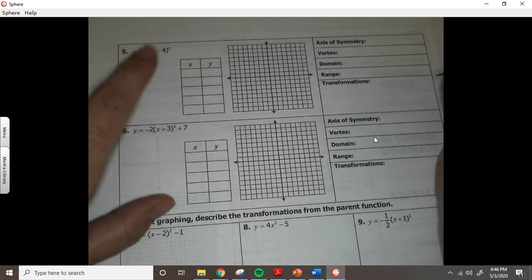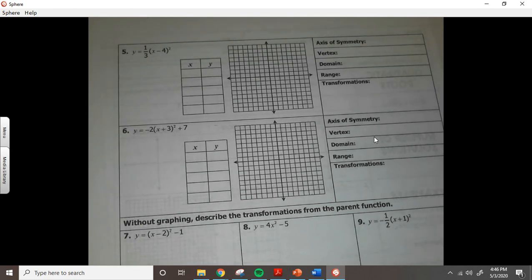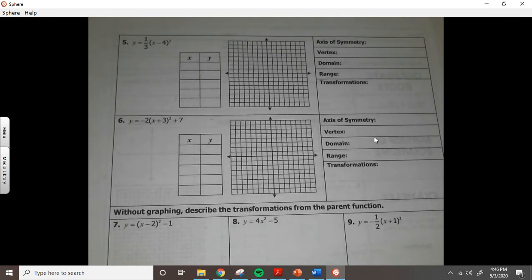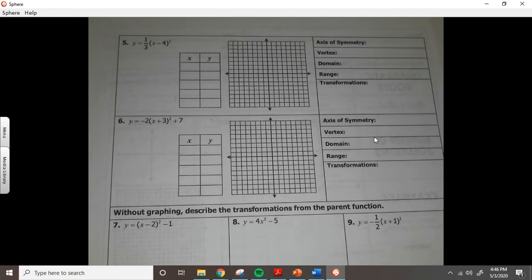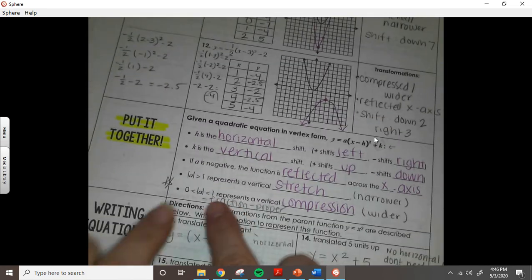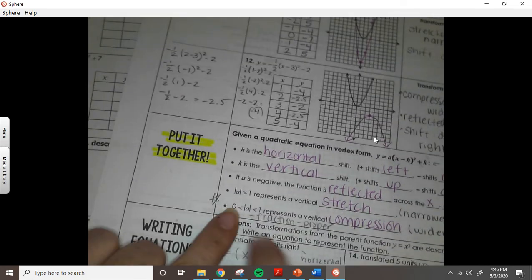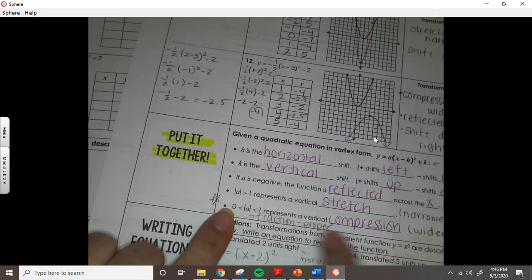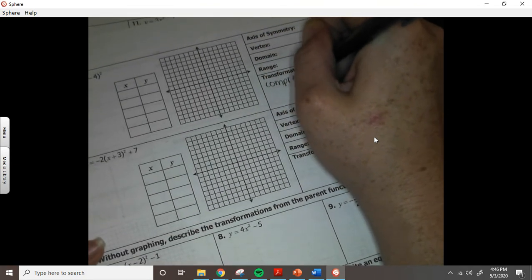So since this is less than 1, what did we say happens when something is less than 1? I'm trying to get proof for you. I know it. I just want to make sure you know it. Oh, it's helpful because it's on the back of this sheet. Duh. All right, when it's less than 1, because we've got a 1/3, less than 1, greater than 0, it is a compression. So it gets wider. So it's a compression by a factor of 1/3.